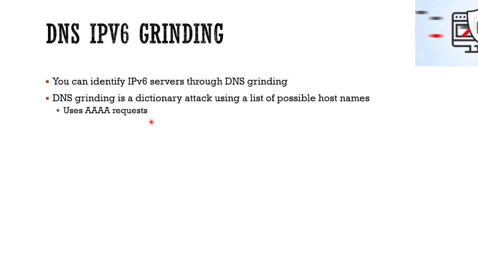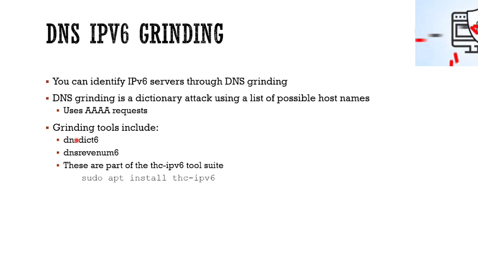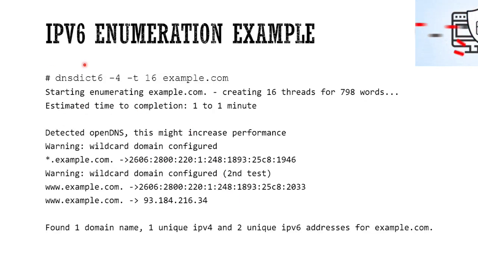Here would be an IPv6 enumeration example. So I'm going to use DNS Dictionary 6. And what I want to do is see if there are any IPv6 hosts available on example.com. This 6 means how many threads, how many simultaneous processes are going to be working on this. So it thinks it's going to get through this whole dictionary in about a minute.